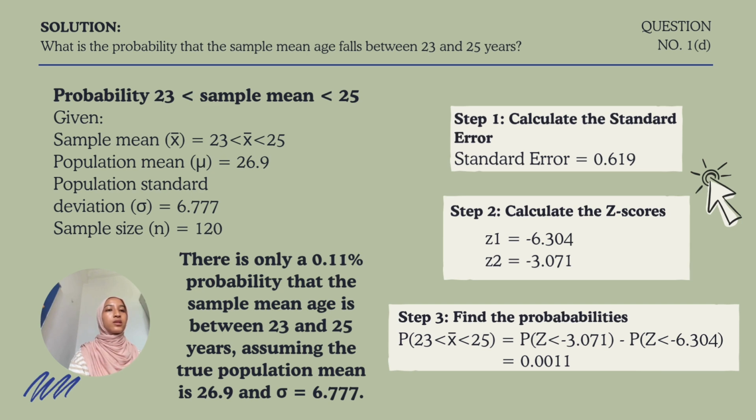Then after subtracting, the probability that we got is 0.0011. This means there is only a 0.11% probability that the sample mean age is between 23 and 25 years, if the true population mean is 26.9 and the sigma is 6.777. In conclusion, question 1C shows a high probability of the sample mean being greater than 26, while question 1D shows a very low probability of it being between 23 and 25.